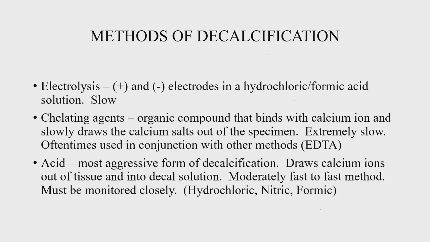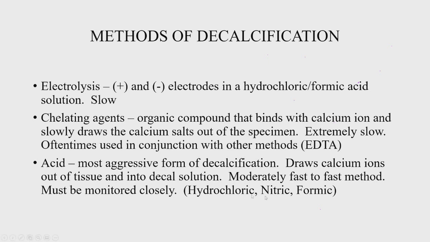We see acids. This is the most common form in routine histology, and the most aggressive form of decalcification also, where the calcium ions are drawn out of the tissue through the acid solution. It can be moderately fast to fast, but it is the quickest way to draw them out. Now, once again, you're drawing this out very fast. You don't want to go past the point of stopping the process, so you have to monitor these closely.